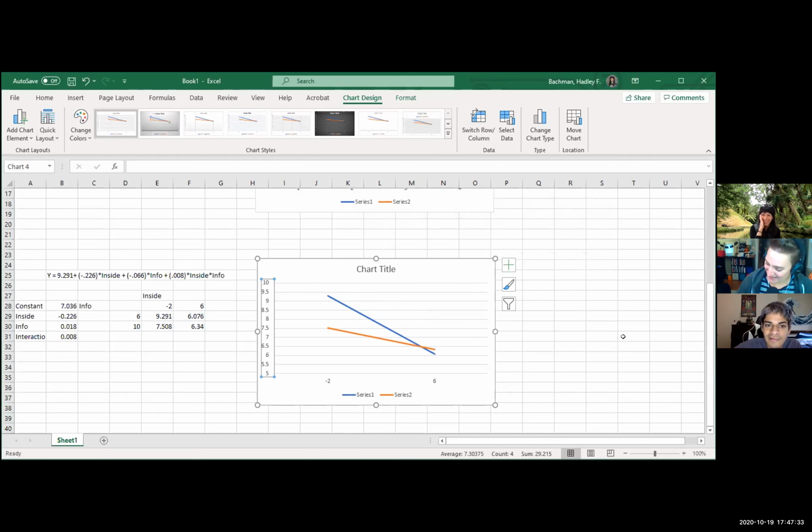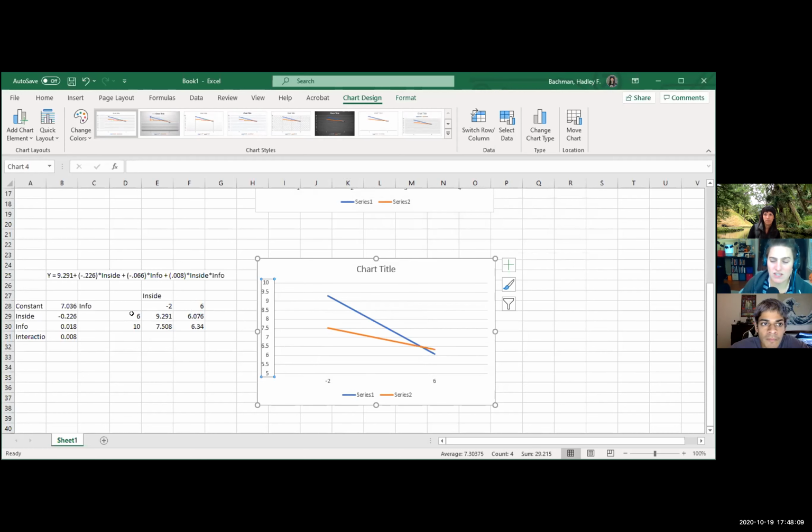Oh no, I'm sorry. Yeah, okay, that makes sense. So I have lines, but I don't really know what they mean at all. So what you have here for inside, right now you're saying an inside of -2 and an inside of 6. Okay. So what do we have graphed here? Put 6 and 10. Have graphed where? Sorry. Here? You have for info, your two values of info that you have.